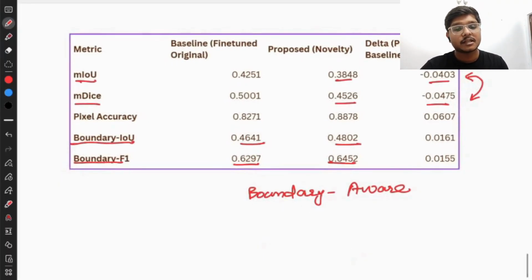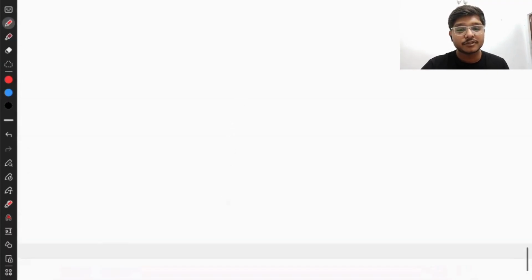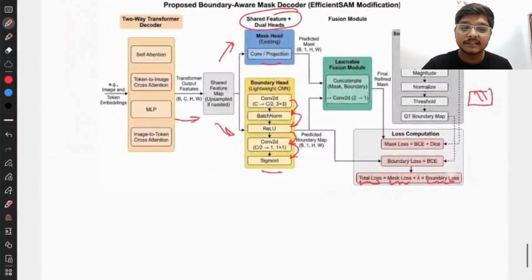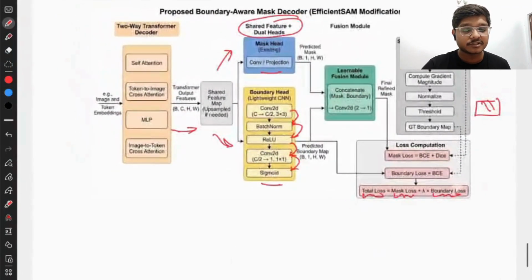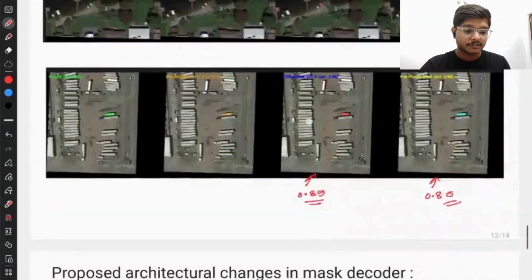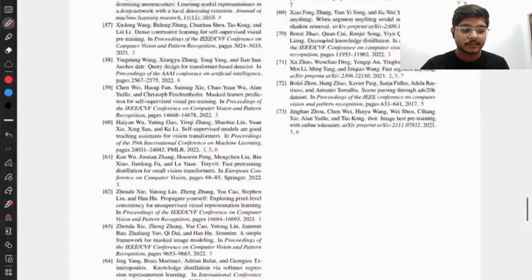So in conclusion, our architectural change is minimal in complexity but high in impact. By explicitly modeling boundaries through Sobel supervision and dual head fusion, we have enhanced Efficient SAM's ability to handle complex shapes and thin structures. This makes our version significantly more robust for real world scenarios like autonomous driving or urban planning, where edge precision is a safety requirement. So this is our proposed architecture on the Efficient SAM model. Thank you so much.